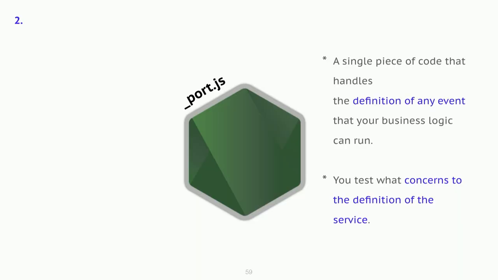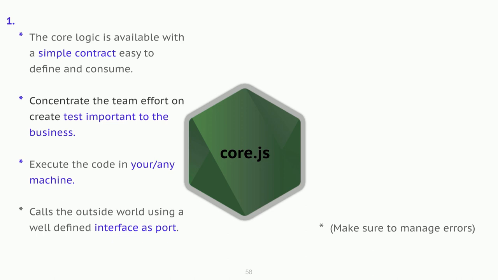But make sure that you manage the errors, because your port needs to respond to the outside world with the correct error management. And from the port, you have a single piece of code that handles the definition of any event or any service you are using that your business logic can run. And also, you can test what concerns the definition of the service. For both parts, you can do unit testing to check that your code is running well.